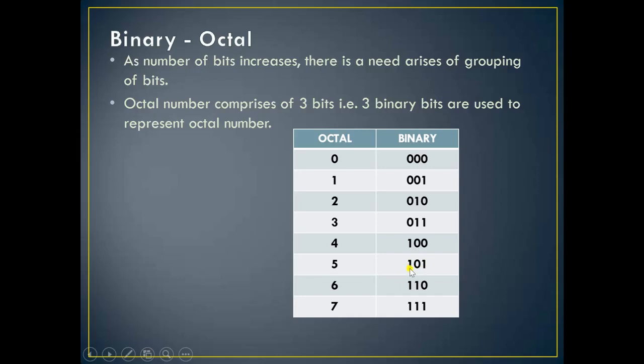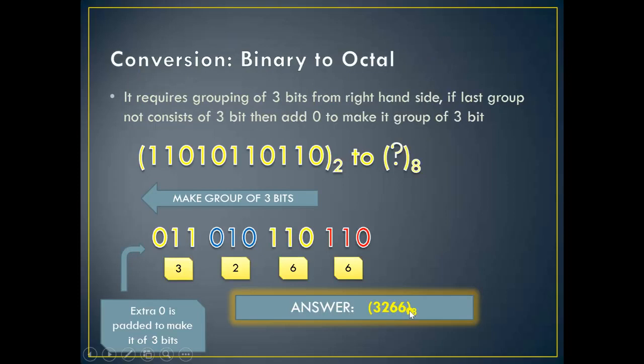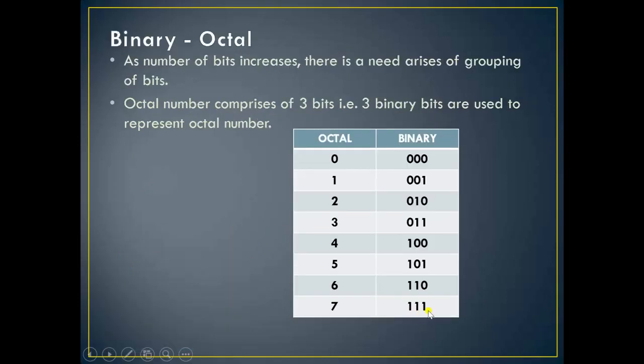So this is 2 raised to power 2 and this is 2 raised to power 0. Now 6. Now this is 4, 4 plus 2. So this is 2 raised to power 2 and 2 raised to power 1. Now how will 7 come? This is 4 plus 2 plus 1. So this is 2 raised to power 2, 2 raised to power 1 and 2 raised to power 0. So by this way you will form a binary table and the binary value of these octal values.